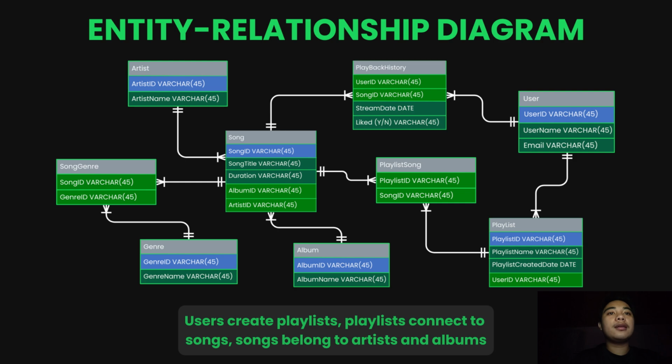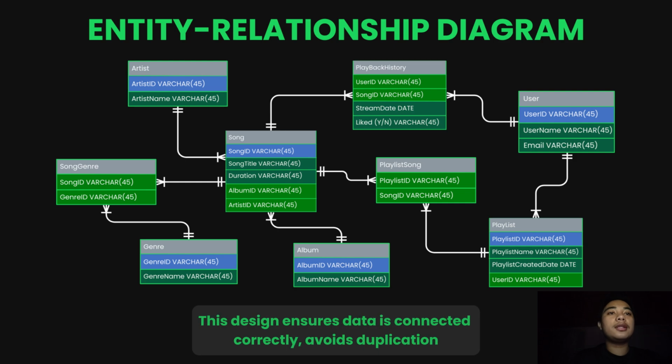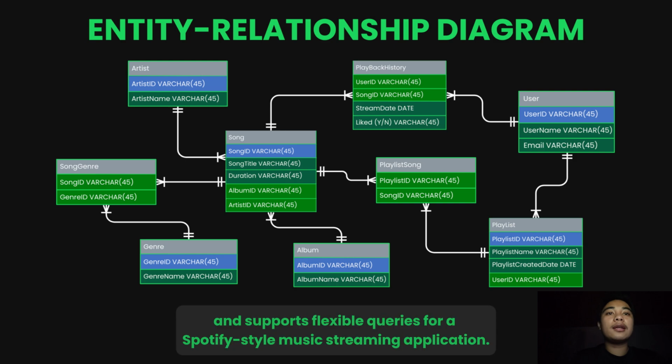Users create playlists. Playlists connect to songs, which belong to artists and albums. Songs are classified into genres, and user activity is tracked in playback history. This design ensures data is connected correctly, avoids duplication, and supports flexible queries for a Spotify-style music streaming application.